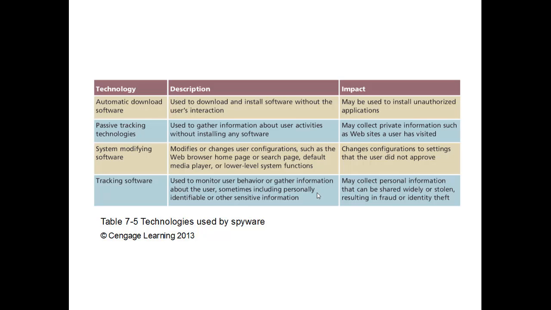And tracking software. This is used to monitor user behavior and to gather information about that user, sometimes including personal information. And the impact here, collecting personal information could easily be stolen or shared with other people, which could result in identity theft and fraud.